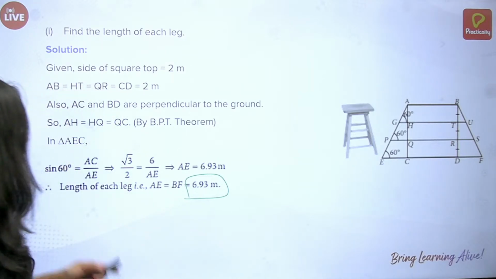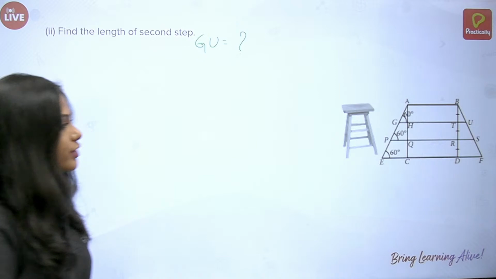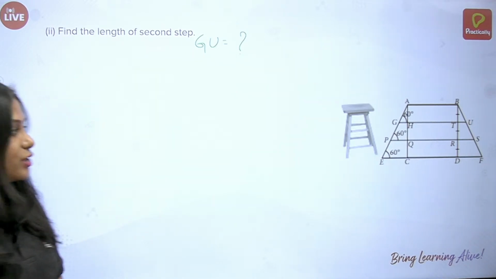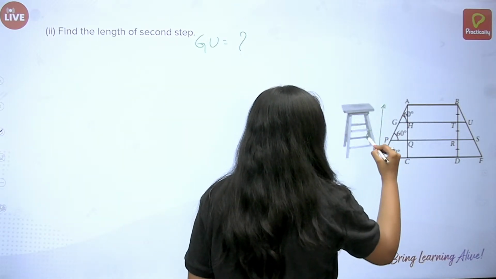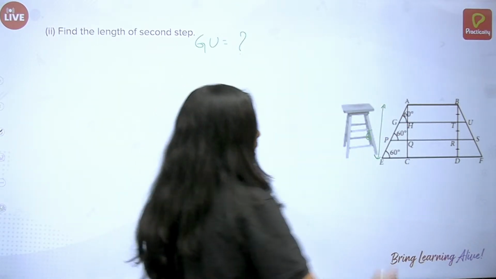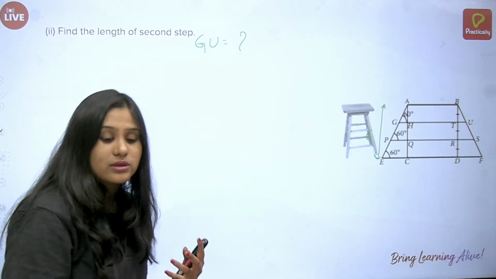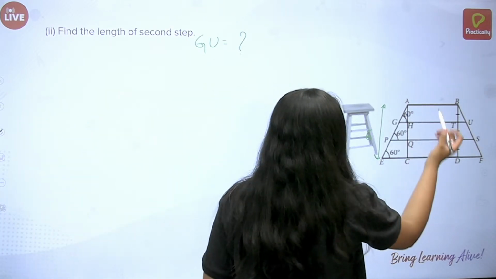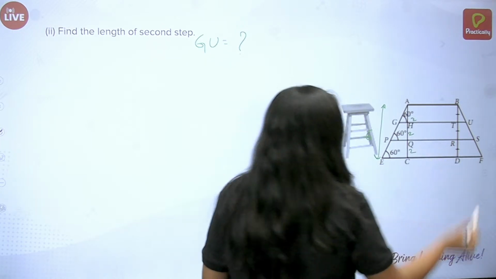Alright. Now let us do this one. So you have to find the length of GU. What should we do? What can we do? We know that this complete is 6. Correct? And this is 60 degrees. And using the BPT theorem, we can say that this is 2, 2 and 2. Right?